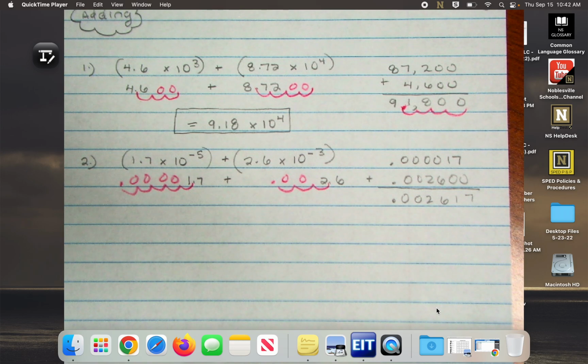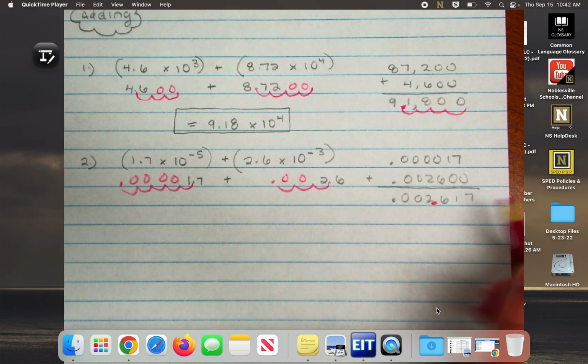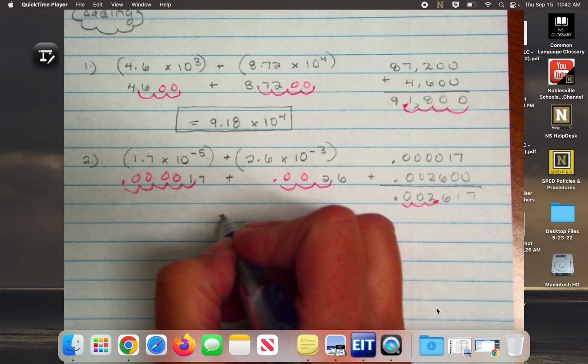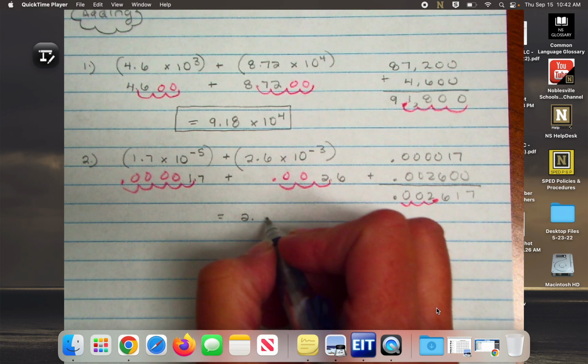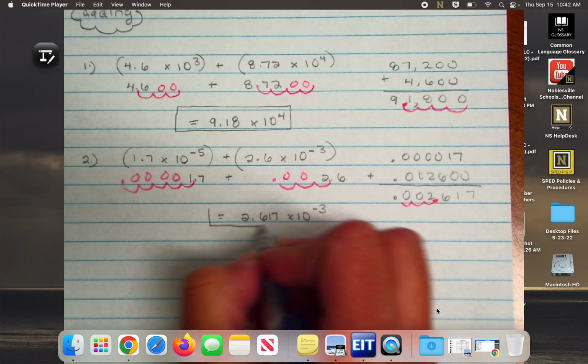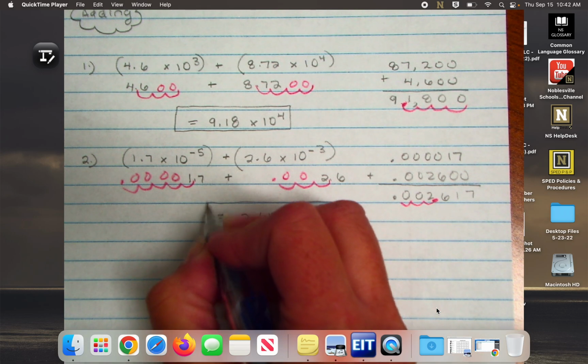What do I do now? Kendall, what am I going to do? What now? I convert it back. So my decimal goes here after the 2. It's 3 loops. 2.617 times 10 to the negative 3. Wonderful.